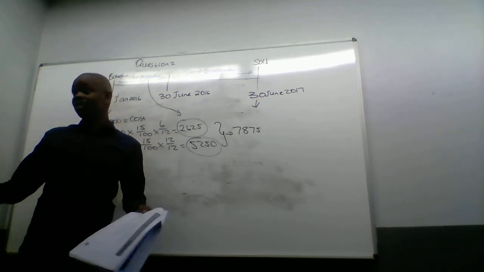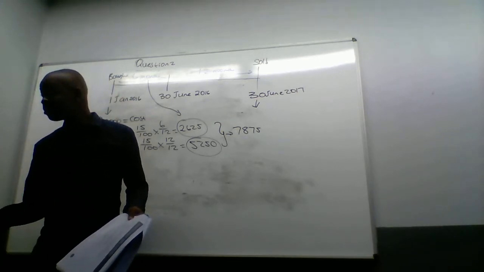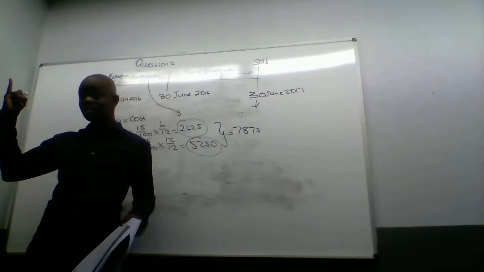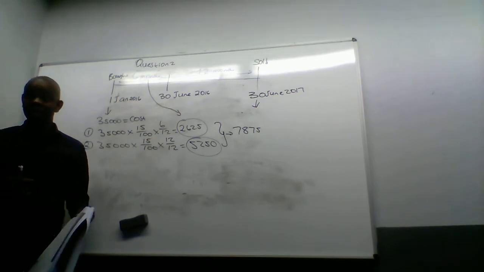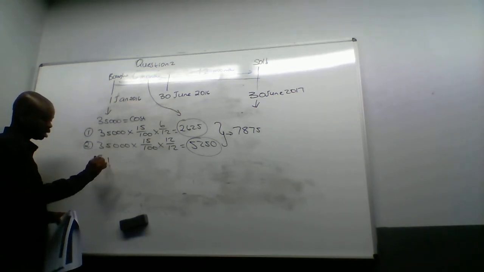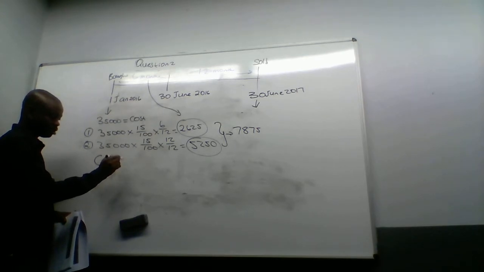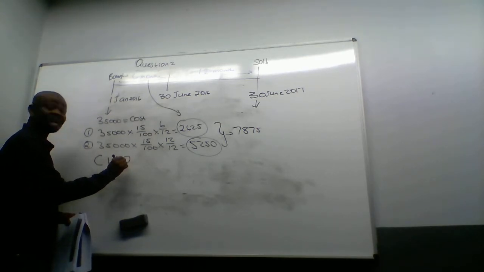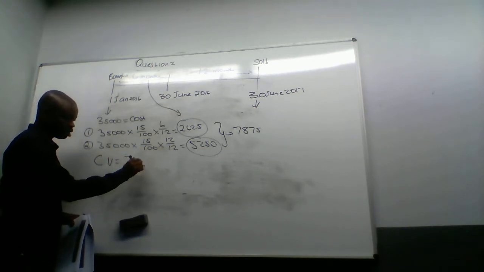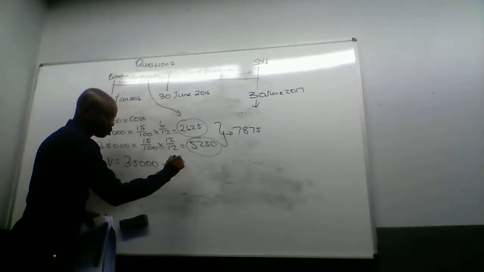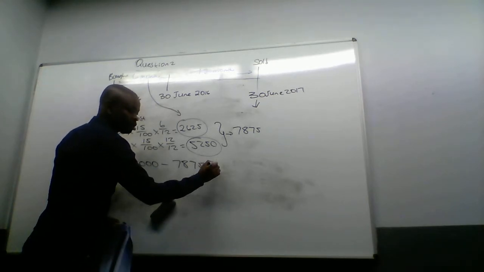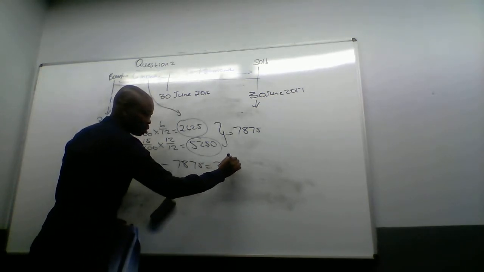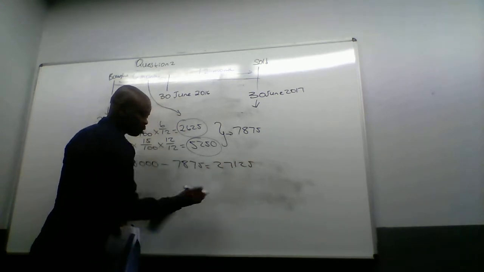We do have the selling price already, but we don't have the carrying value. We can find it now because we know the cost. So it's the cost less accumulated depreciation. Show me the calculation, please. 35,000 less the accumulated depreciation of 7875 gives you 27,125, which is the carrying value.